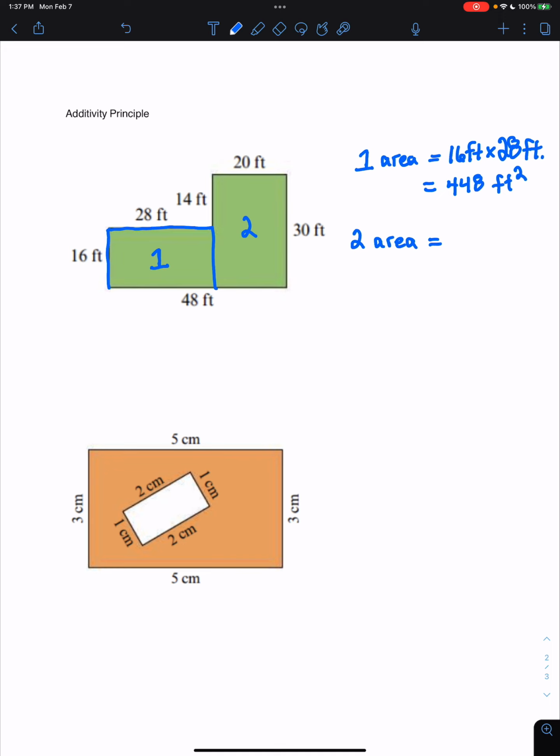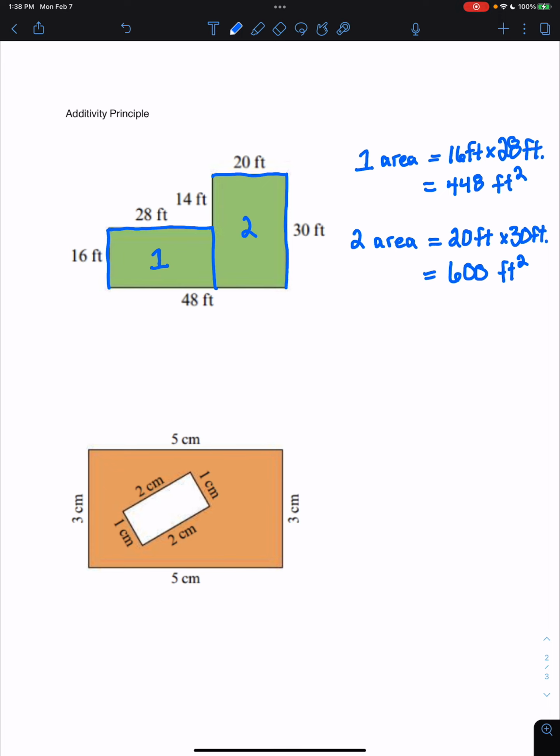Now we're going to find the area of rectangle number 2. In this case, we use this side, 20 feet times 30 feet. I can actually do that one in my head. That would be 600 feet squared.